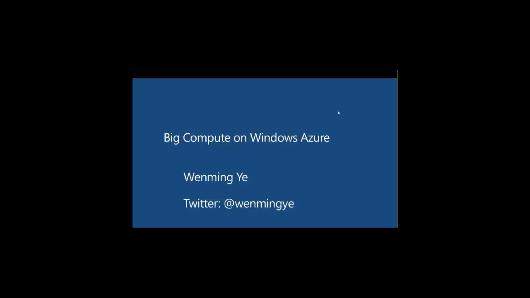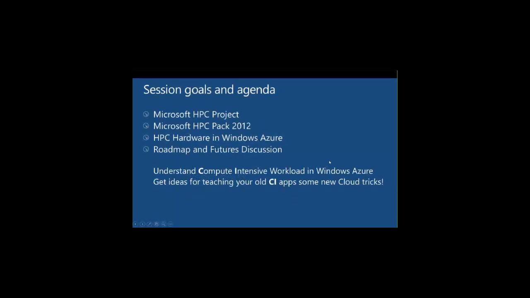So today, my topic is running big compute on Windows Azure. We will have a couple of different topics. One is the Microsoft HPC project and the history of it. And then I want to talk about the latest release of Windows HPC Pack 2012, which includes an on-premise server HPC pack and also a product called the Windows Azure Scheduler, which allows you to basically perform resource scheduling on Azure itself without the actual server components.